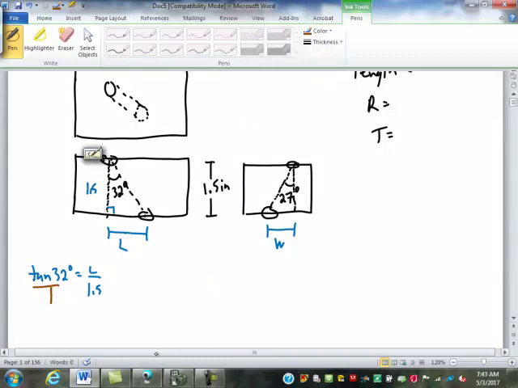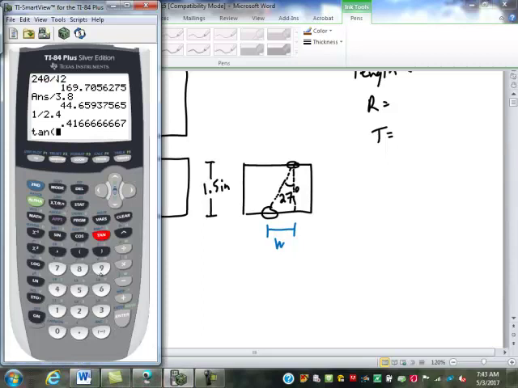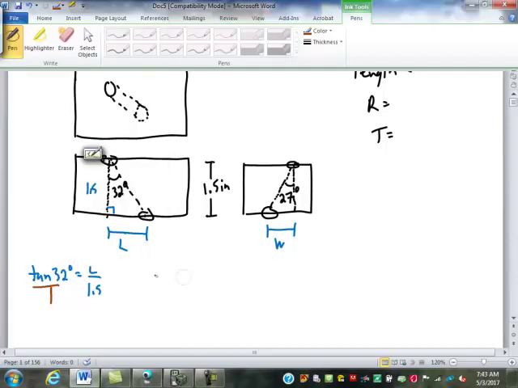So tangent 32 times 1.5 divided by 1 gives us 0.937. So that's our length, 0.937.